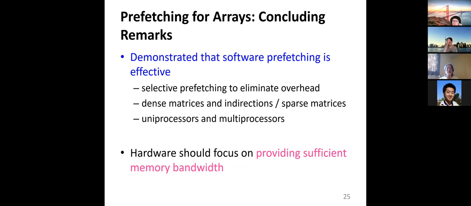People have improved since then. They improved their hardware prefetching. They built software-hardware co-designs and other things. But the key message is clear: hardware should do what it can do well, which is simple prefetching. Provide enough bandwidth, hardware does hardware prefetching, and software can generate much more complicated code.